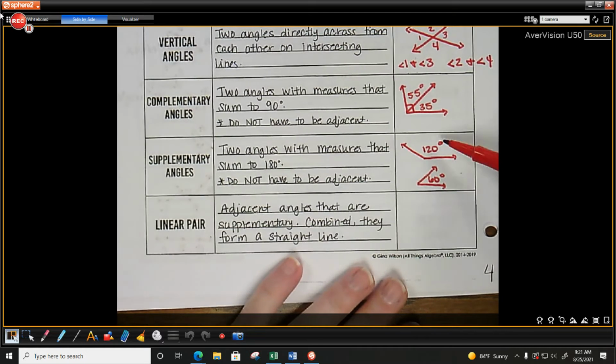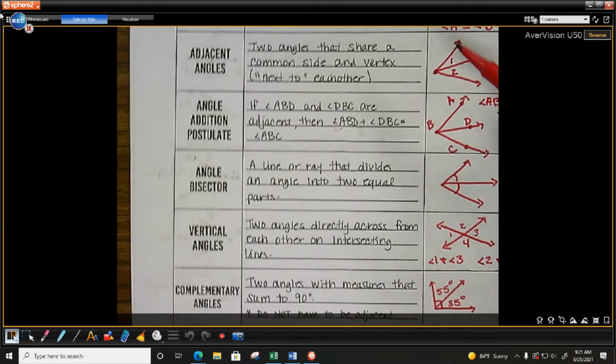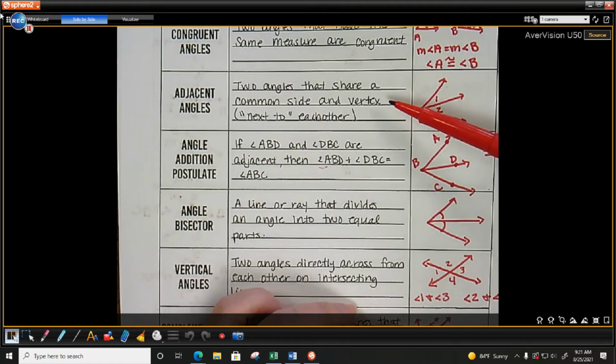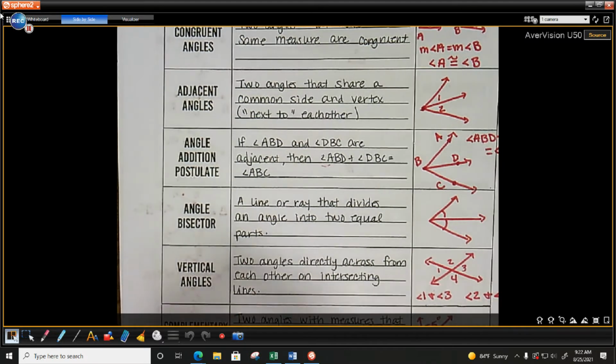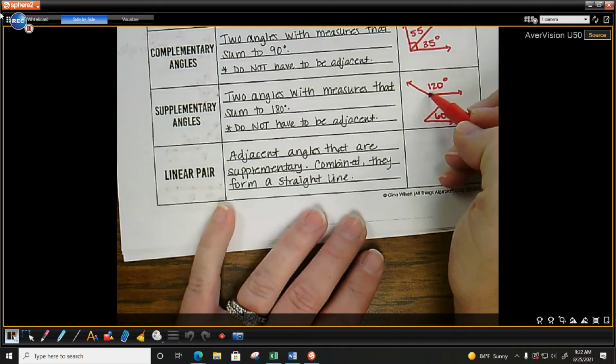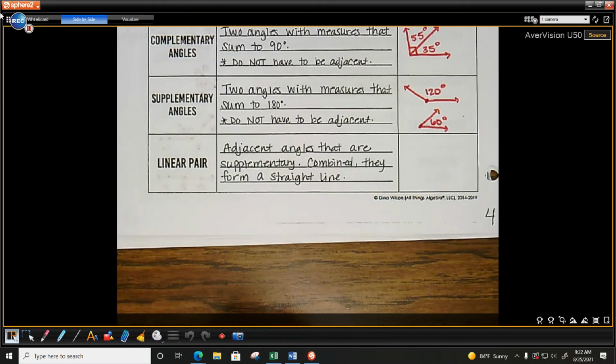Are these two angles adjacent? No. Remember, what does it mean to be an adjacent angle? You can read. Two angles that share one side. So they're right next to each other. Same vertex, and they share one side. These don't have the same vertex. They're in different spots. So that's why they're not adjacent angles.